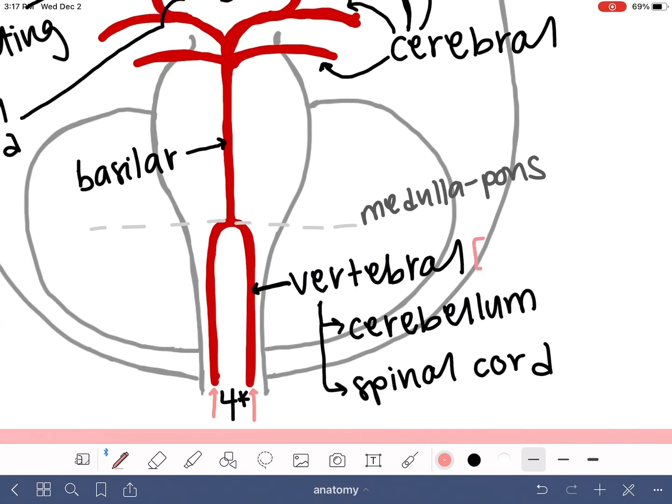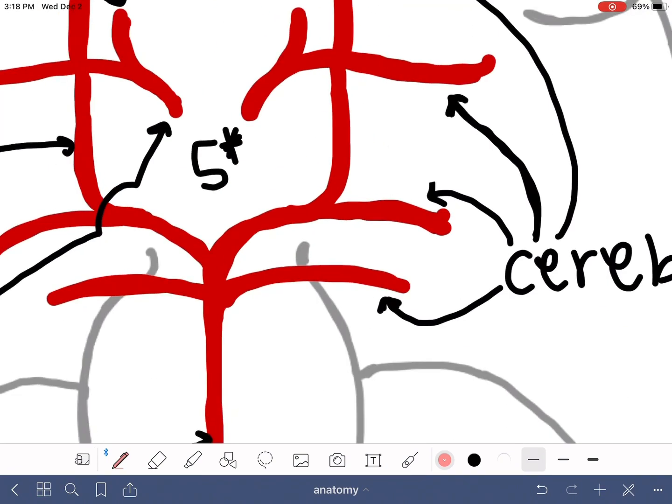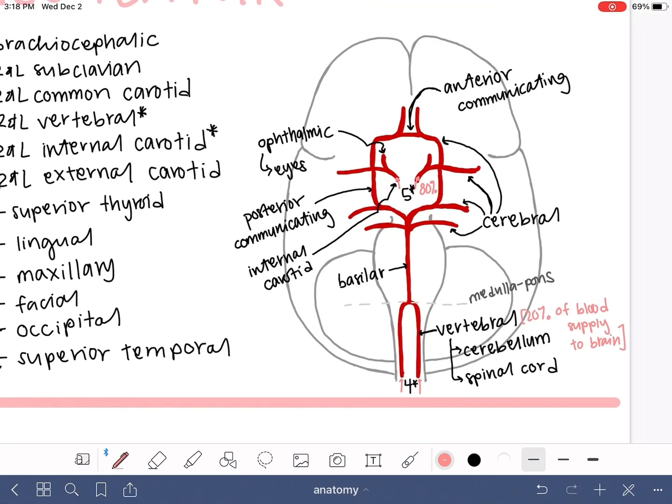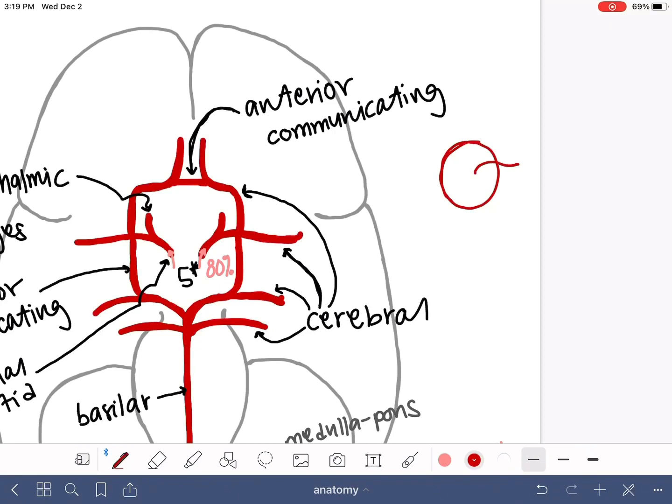The blood supply coming from the vertebral arteries supplies about 20% of the total brain's blood supply. And then the internal carotid arteries supply about 80%, so that's the workhorse there.